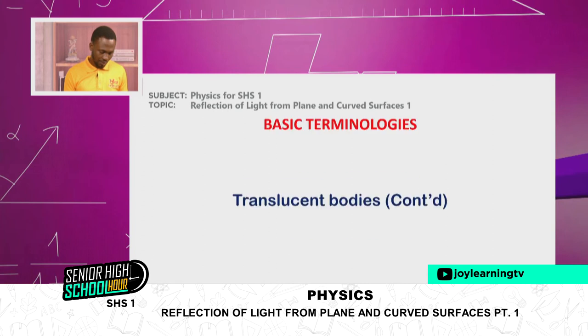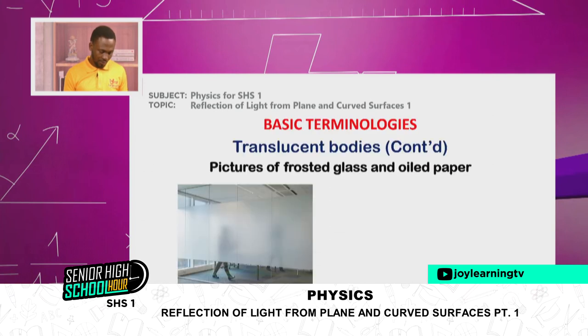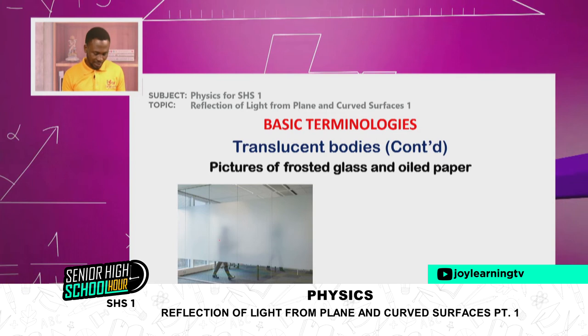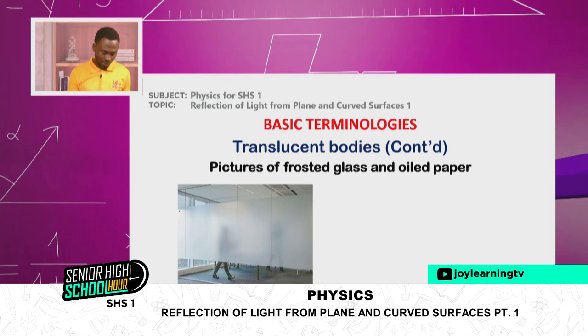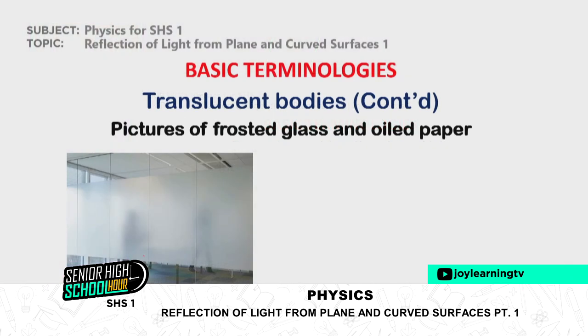So we can have some pictures. Look at the glass I'm talking about here. This whole rectangular glass you can see here is frosted glass. But the glass down here is plain. So you could see that somebody is passing behind the glass. Down here, because it's a plain glass and it is transparent, you can see the legs of the person. It's so clear.